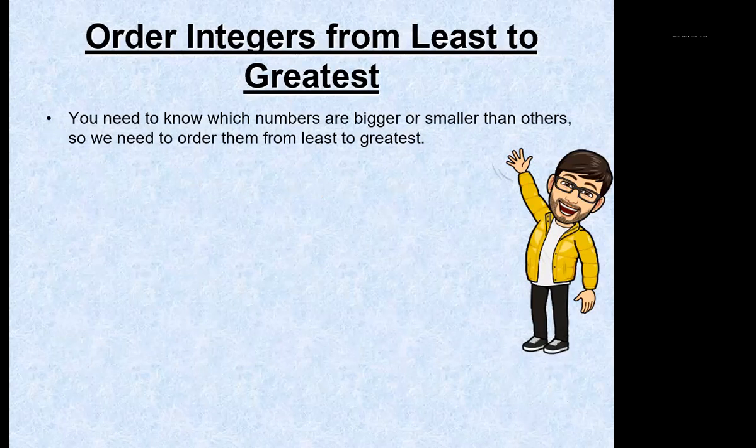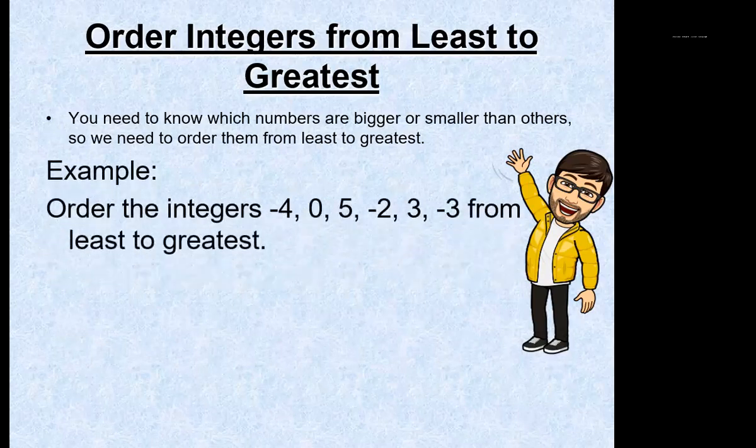Let's have now order integers from least to greatest. Ano ba mag-order ng integers from least to greatest? Ibig sabihin, you'll have to arrange the number from smaller number to the higher number, or the smallest number to the highest number. Okay? Example, negative 4, 0, 5, negative 2, 3, negative 3. So without having the number line, sino ba yung mauna sa kanila? Okay, tama. So we have negative 4, negative 3, negative 2, 0, 3, 5.